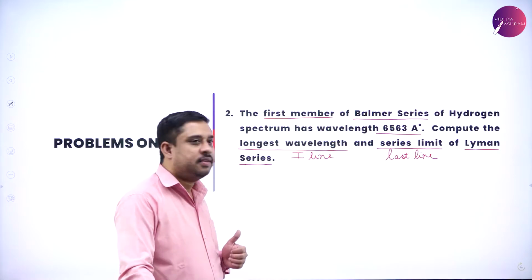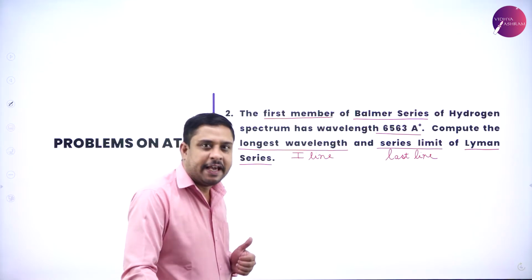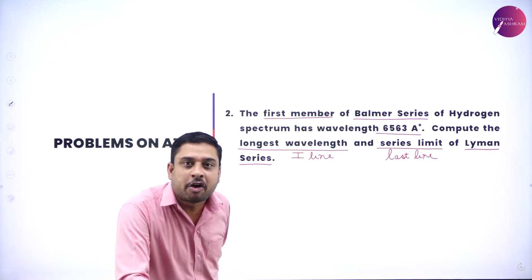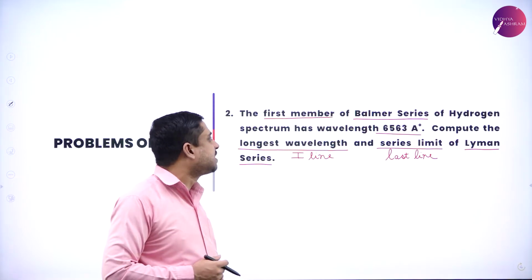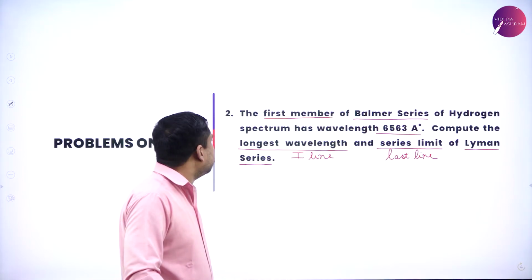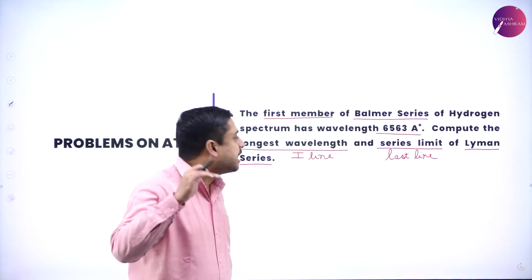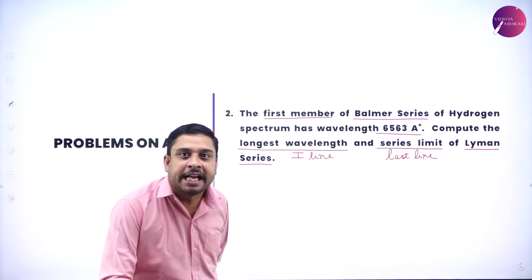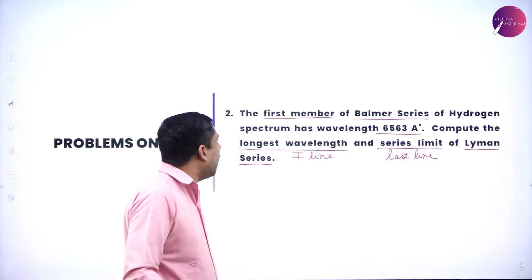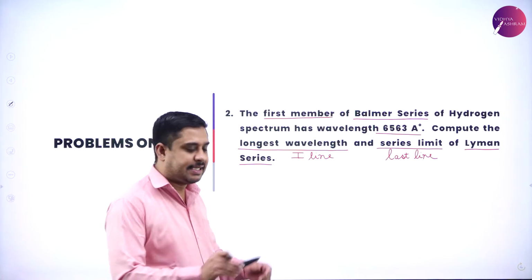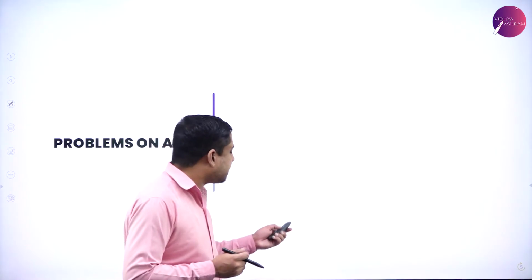So given the wavelength of first member of Balmer series, I have to calculate the wavelength of the first line and the last line, which is also called series limit, of Lyman series. Now, what is given, students?